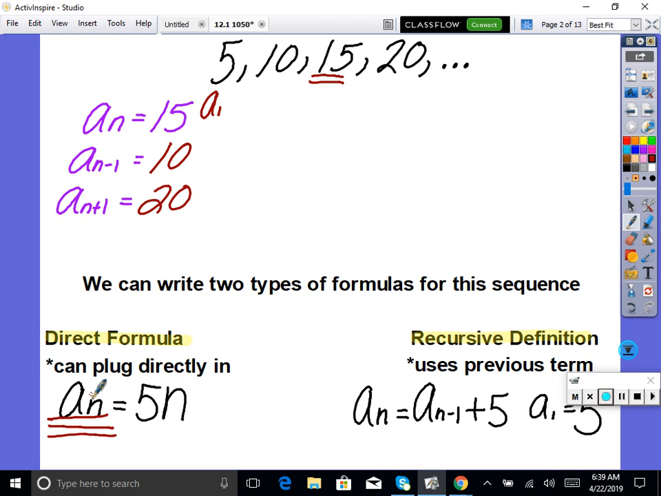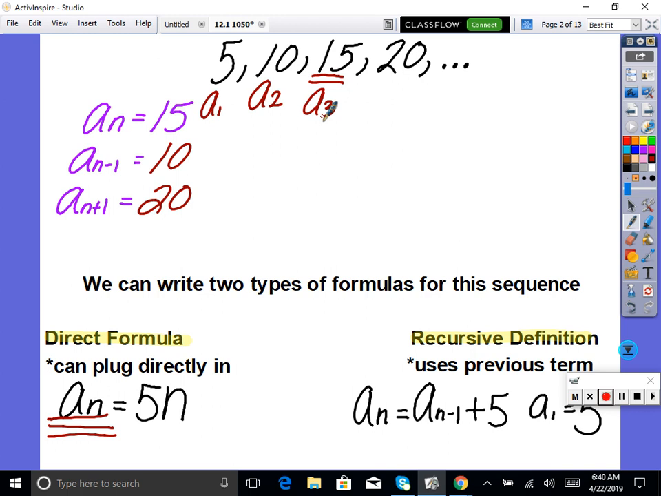Guys, look, I'm plugging in a sub 1. So we would have 5 times 1. Do you guys see how we're getting 5? This is a sub 2. Look, a sub 2. Do you guys see how that would mean plug in 2? So I'm getting 10, and a sub 3, and so on. This is how we create 5, 10, 15, 20.